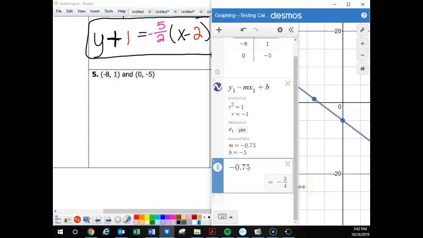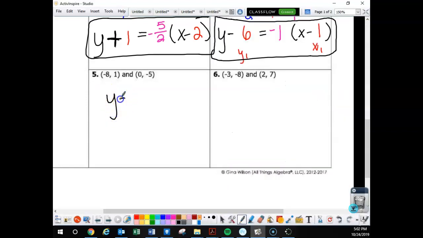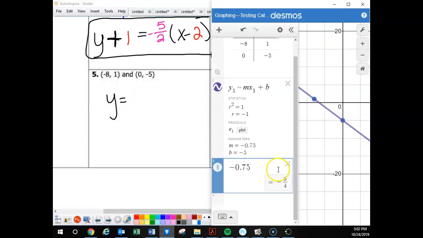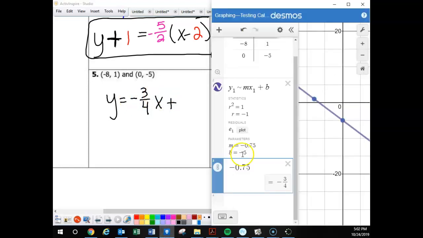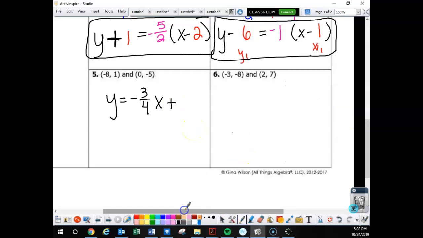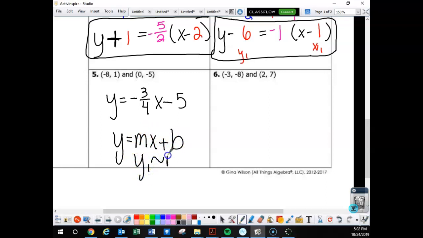So that means the equation to this is going to be y equals m, which is -3/4, x plus b, which is -5. So actually this is -5, sorry. Okay? And this is in the form y equals mx plus b. And what you type actually is y1 squiggly line mx1 plus b.